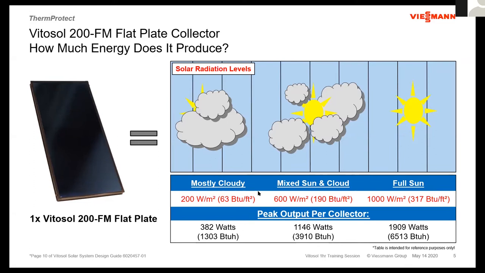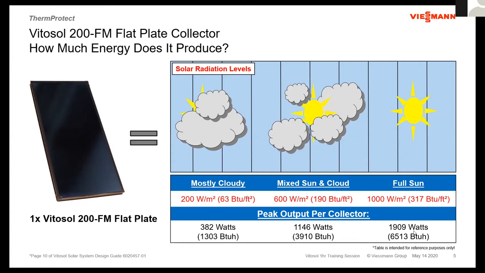So there's the idea that you look outside your window and you see a nice clear sunny day. You can think to yourself, that's 317 BTUs per square foot. Or if it's a really overcast day, you look outside that window and it's slightly diminished as far as the amount of radiation hitting the surface of the earth. And if we had one collector, what does that mean as far as the production?